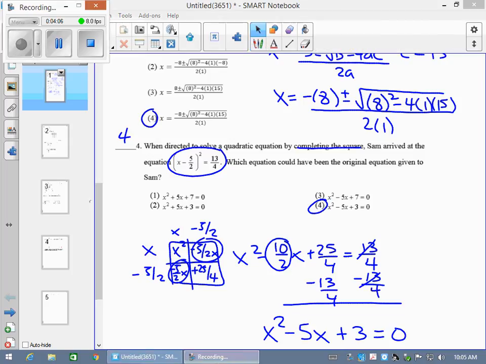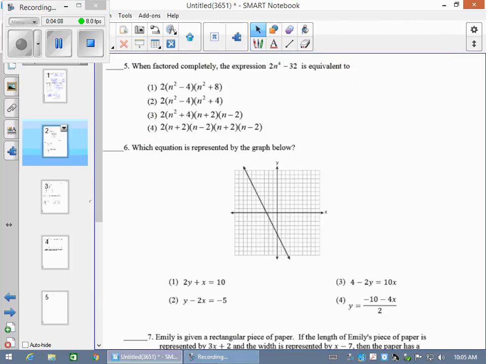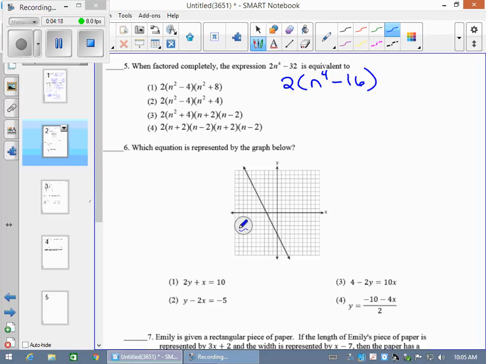Okay, taking a look at question 5, you want to look for a GCF first when you're factoring. So the GCF here is a 2, so I'm going to factor out a 2, so it's 2 times the quantity of n to the 4th minus 16. And I'm going to look at that n to the 4th minus 16. Both of those terms are perfect squares with a subtraction sign in the middle, so this is factorable like a difference of squares.